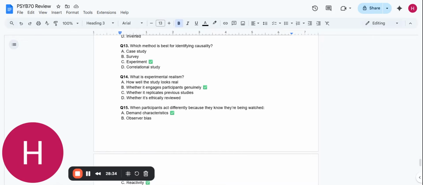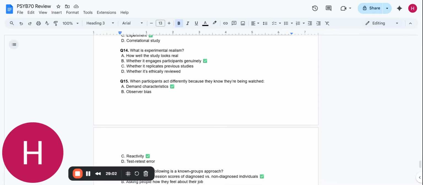Question number 13. Which method is best for identifying causality? So the best method we have is experimenting, which means having some control variables, having some other variables that we're changing. So options A, B, and D can show relationships, but they can't show us causality. Case studies, surveys, and correlation studies are just showing us associations or the relations that variables have, not which is causing what.